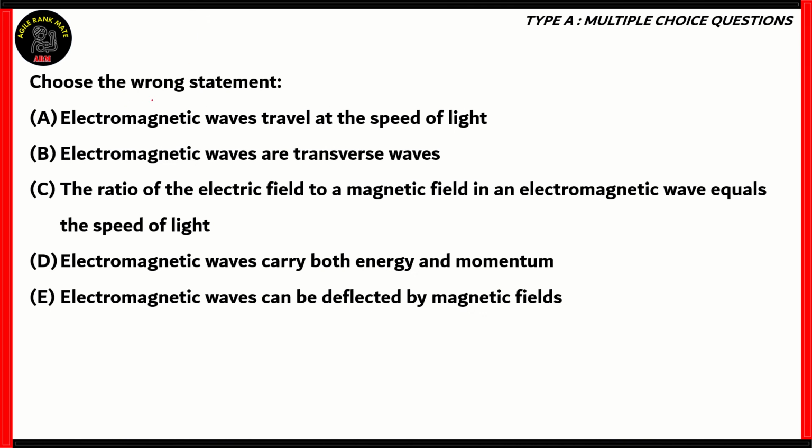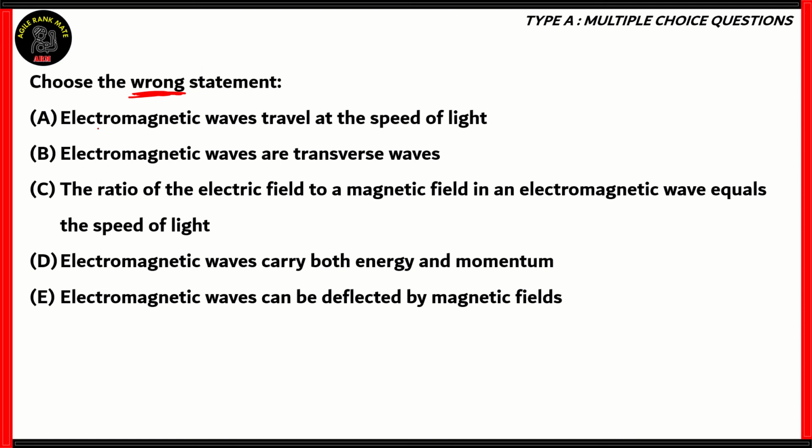Next question. Choose the wrong statement. Now we have 5 statements here. The idea here is to find out the incorrect statement. For these cases, we need to check each of the statements and find out which one is correct and which one is incorrect. The incorrect statement would become the right answer.